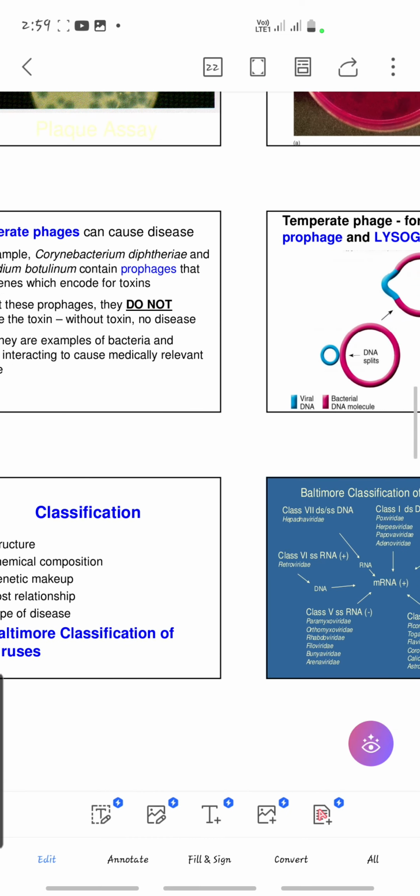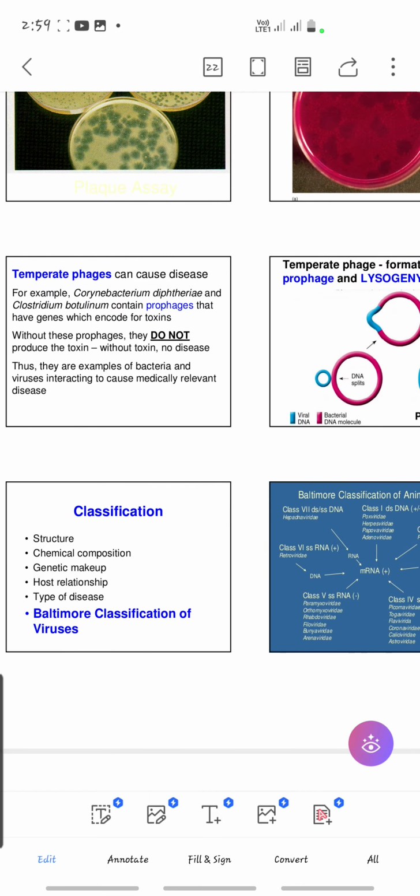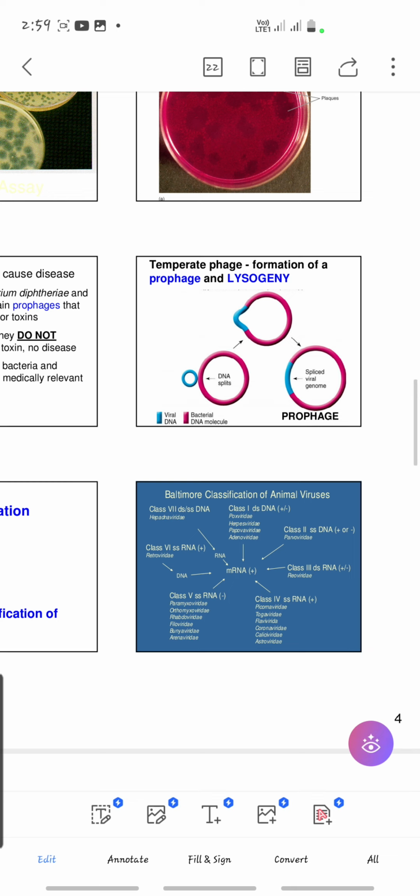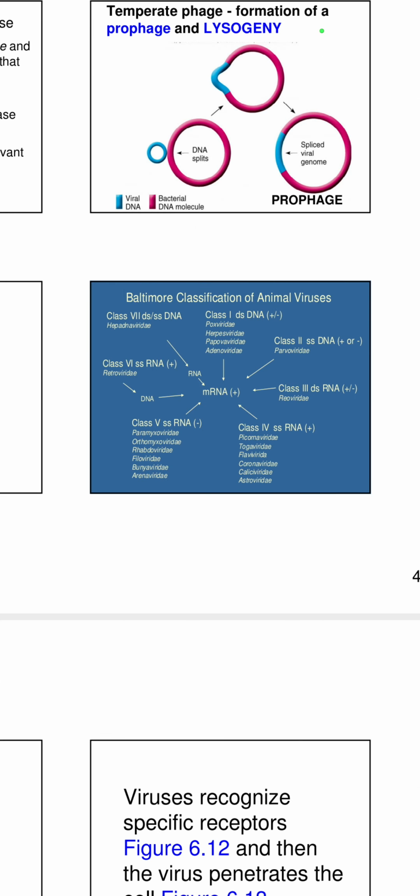So now let's go with the classification of viruses, which explains the structure, chemical composition, genetic makeup, host relationship, type of disease, and Baltimore classification of viruses. So this explains the Baltimore classification of animal viruses. Okay, so this is another classification of viruses. It is very important to know the Baltimore classification for us to know the subdivision of viruses. So Baltimore classification of animal viruses is subdivided into 7 groups.